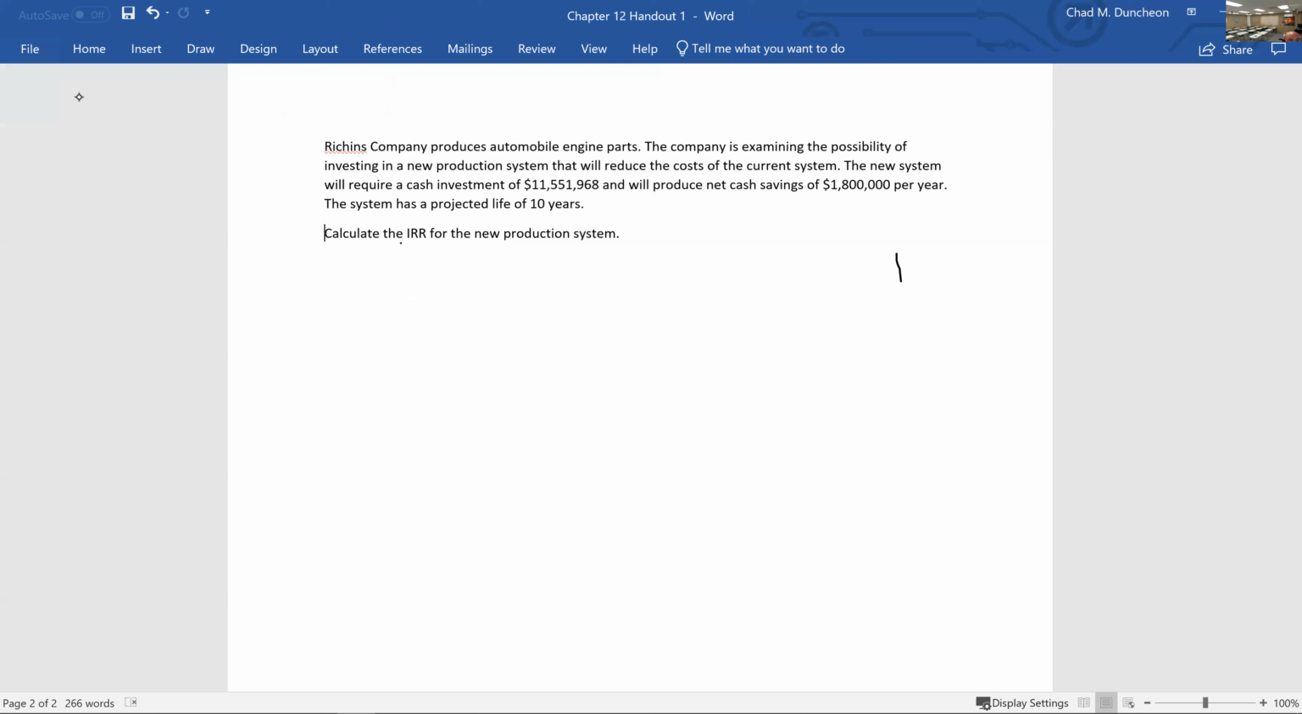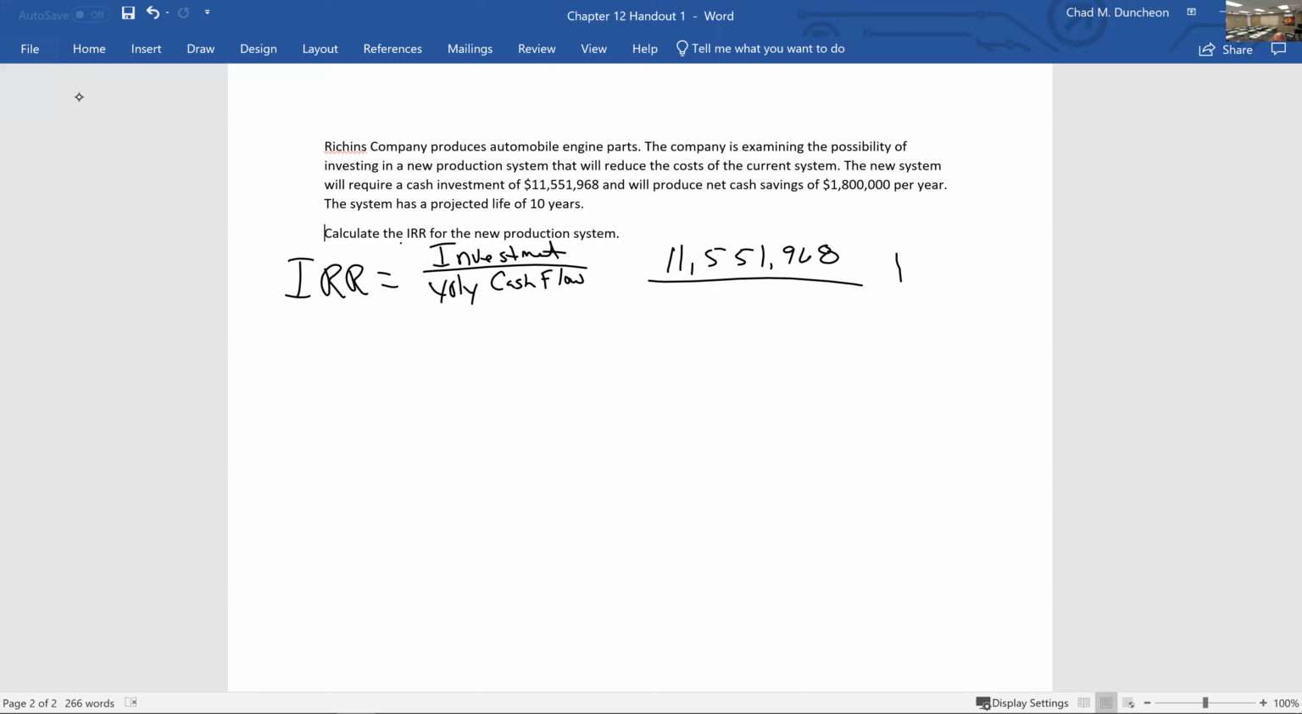How about that? Again, IRR is going to equal our investment divided by our yearly cash flow. Okay, and that's going to give us a number. And from that number, we're going to have to go to our charts. But here, that was our investment, 11,551,000 divided by 968.